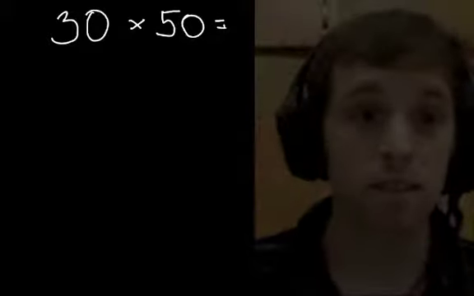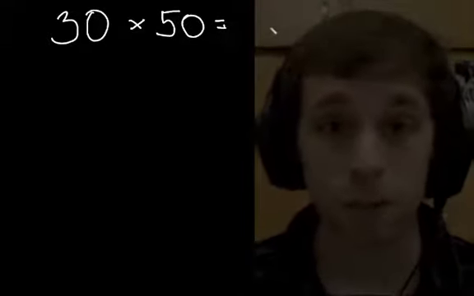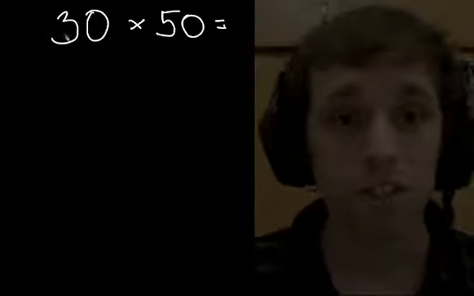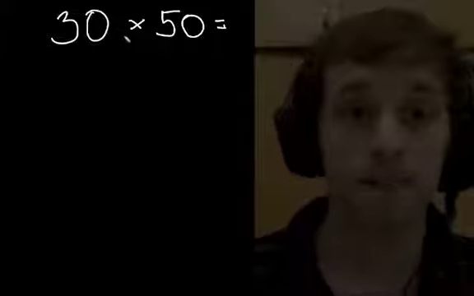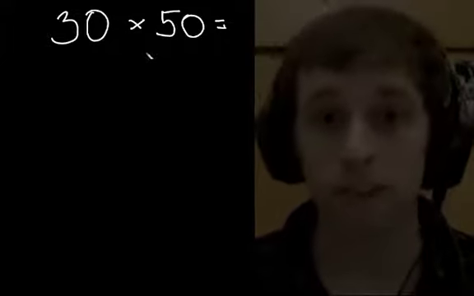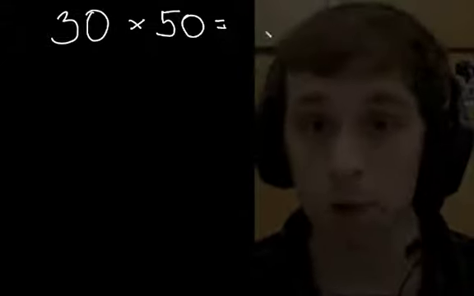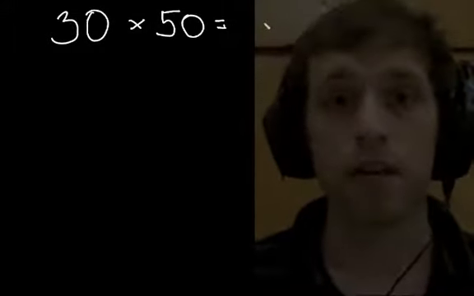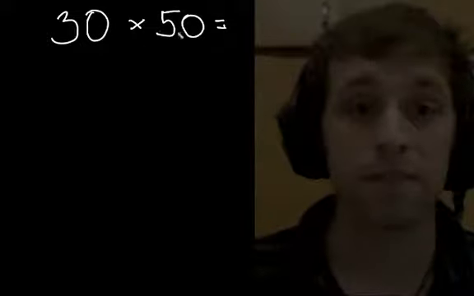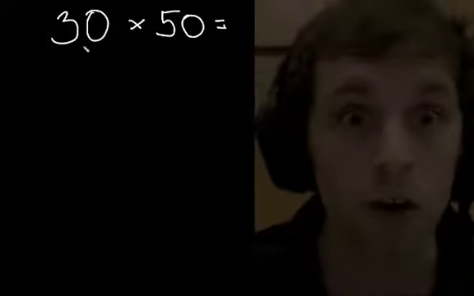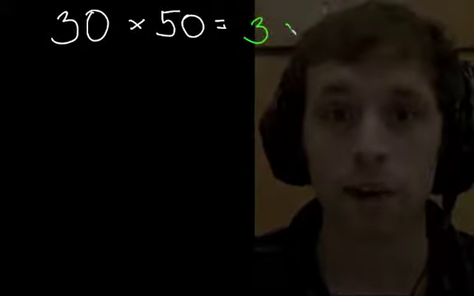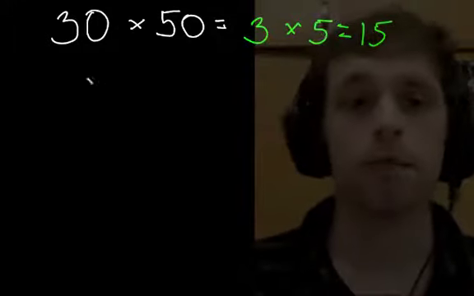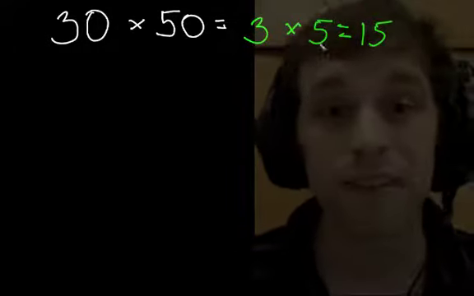Another way to look at this is to just do your basic facts first and then add in the zeros. And that's kind of what we were doing earlier. But let's look at this problem. We have a 30 and a 50. So those are our two factors, and we have to figure out what the product is. Remember, the product is always the number that the two numbers multiply to make. So in this case, we have a 30 and a 50, but the basic facts are 3 and 5. So let's write that out. 3 times 5 equals 15.